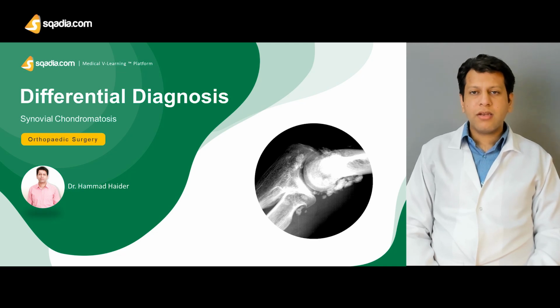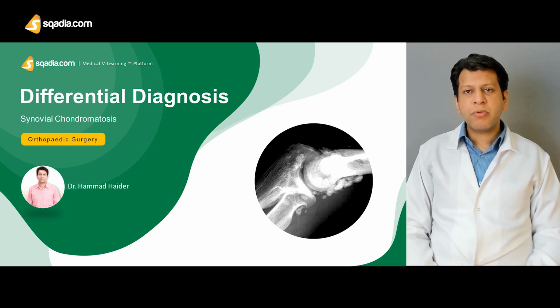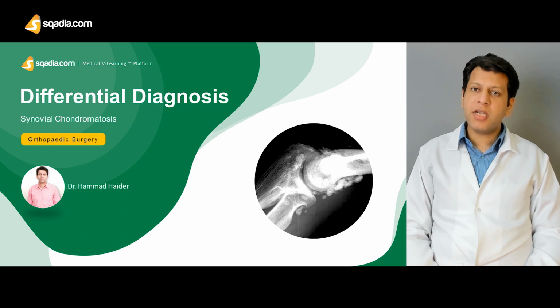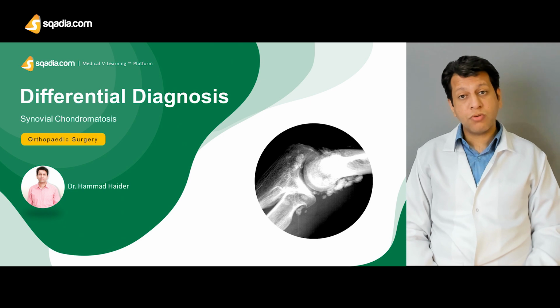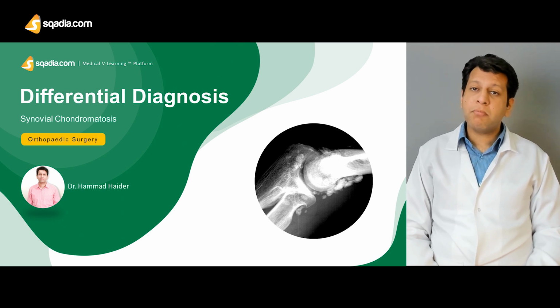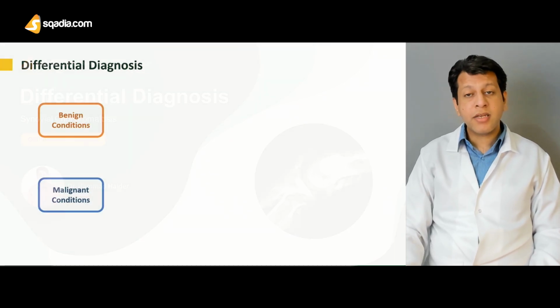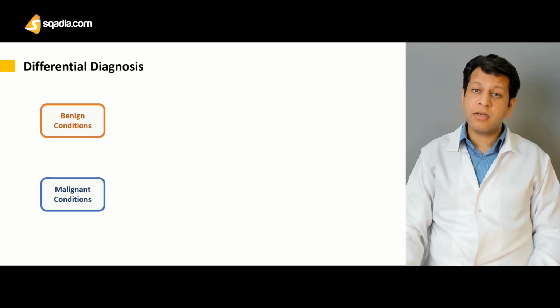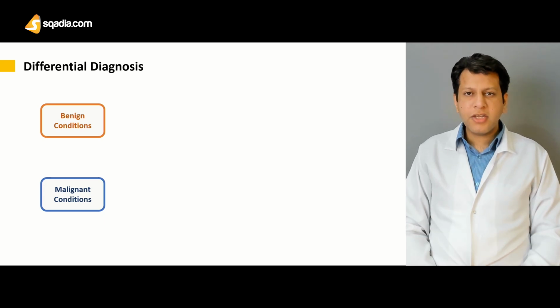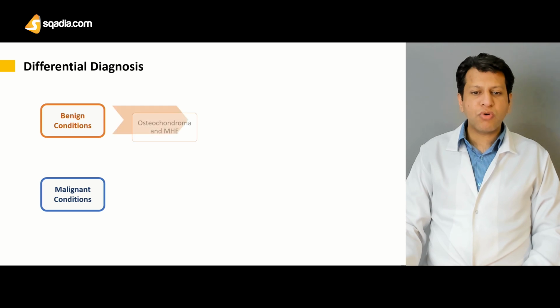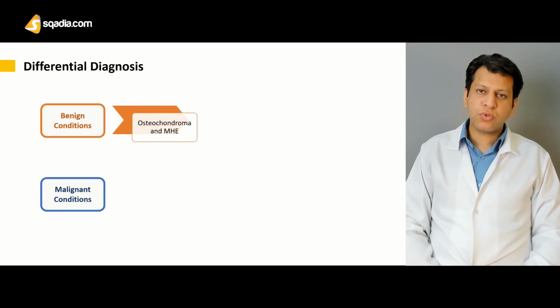Now, when we are dealing with synovial chondromatosis, usually the history and examination is quite vague. It may mimic multiple other diseases. So we have to have a differential diagnosis in our mind. There are multiple conditions which may mimic synovial chondromatosis, and that includes some benign conditions, and some of them are malignant conditions. Benign conditions include osteochondroma and multiple hereditary exostosis.